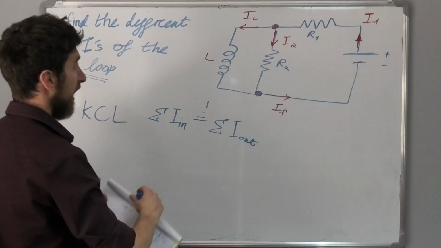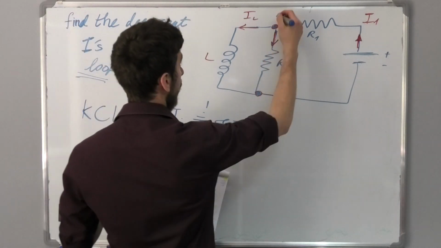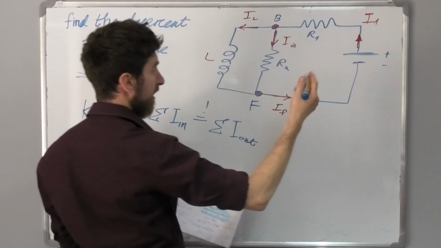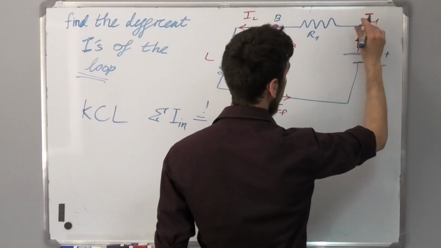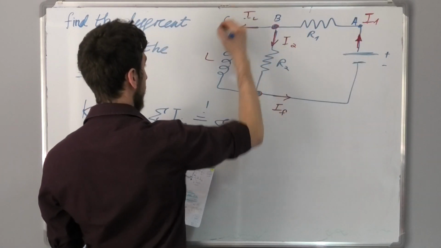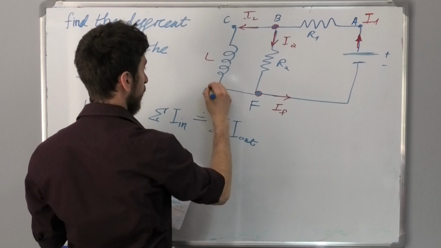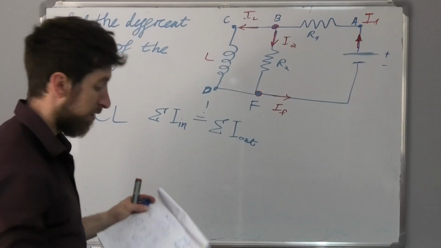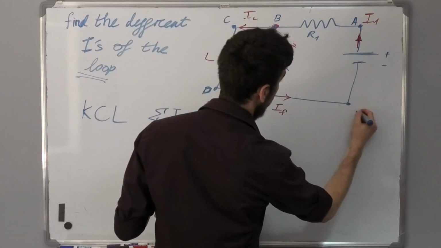So let's give the junctions names. I'm gonna call this one B and this one F, okay? But I'm gonna give names to the other points too. Let's call them A, B, C, D, and it's gonna be useful to use F, not E, because I don't want us to confuse it with the electric field. So F, and this is the final one, G.